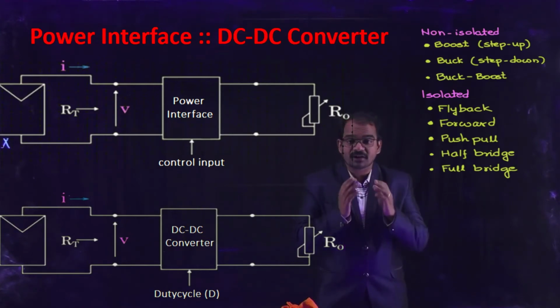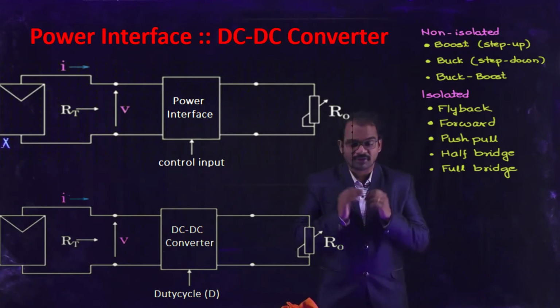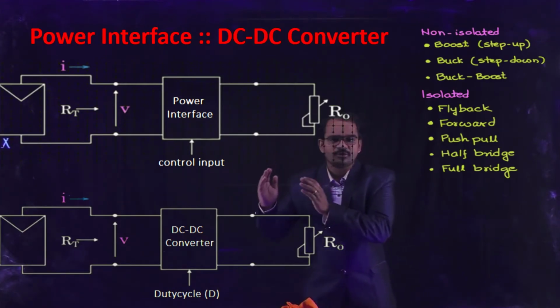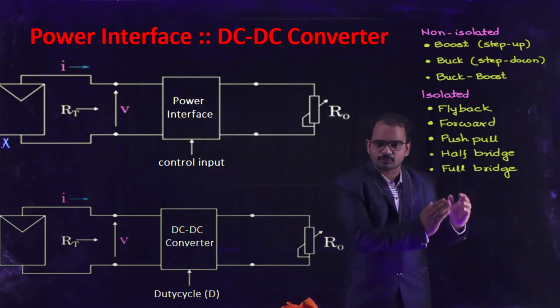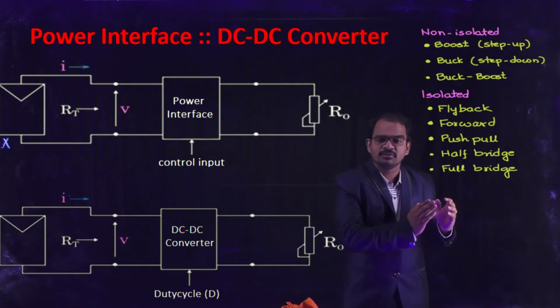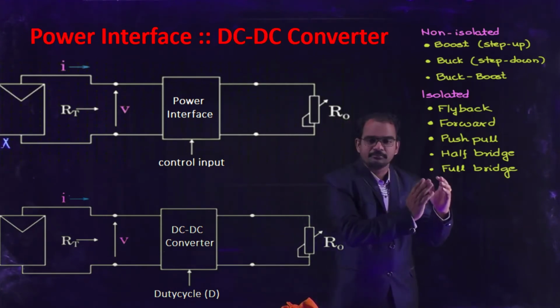And what is a buck converter? A buck converter is a converter which will step down the voltage level. For example, if 30 volts is the input to the buck converter, the output is 5 volts or 10 volts or 15 volts, which will be less than 30 volts. And that's why we call this converter a buck converter.